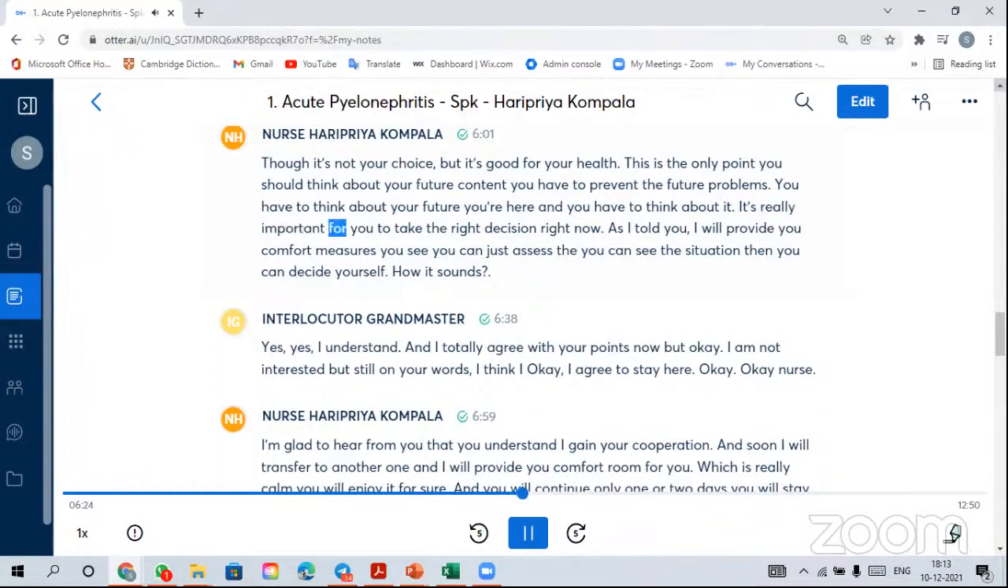It's really important for you to take the right decision right now. As I told you, I will provide you comfort measures. You see, you can assess the situation, then you can decide yourself. How does it sound? Yes, I understand, and I totally agree with your points now. Okay, I'm not interested, but still, on your words, I think I agree to stay here. Okay, nurse.